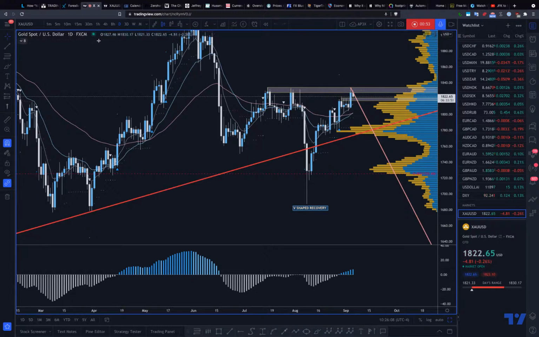This is a daily chart of gold. As you can see, we are right at the resistance, and now we're trickling slowly down. A small pullback is happening right off the resistance area. Now, a few things to take notice.